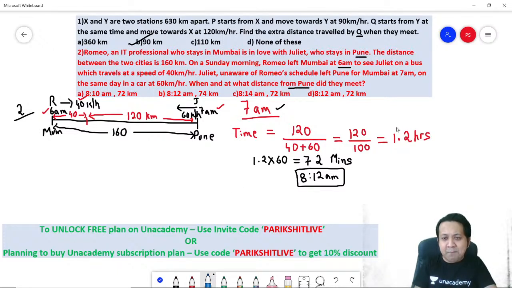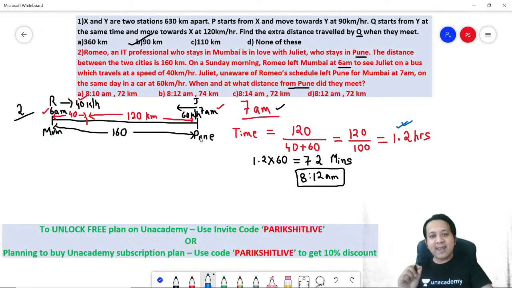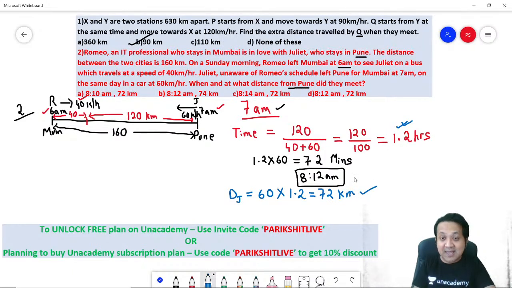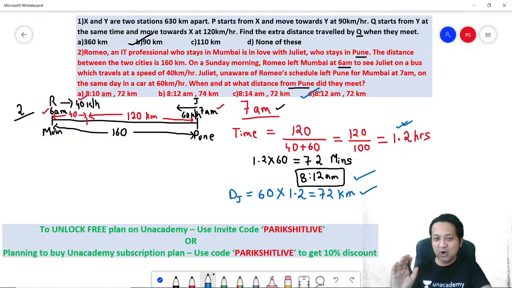So we know that they met after 1.2 hours. And who starts from Pune? Juliet starts from Pune. So it's nothing but the distance that Juliet covers when they met. How much distance did Juliet cover? Remember, Juliet's speed is 60 kilometers per hour. Distance is speed into time. So speed is 60, time is 1.2. So basically 72 kilometers from Pune. So the answer is 72 kilometers and 8:12 a.m. So that's option D. Yes, it's an easy one. Got it?